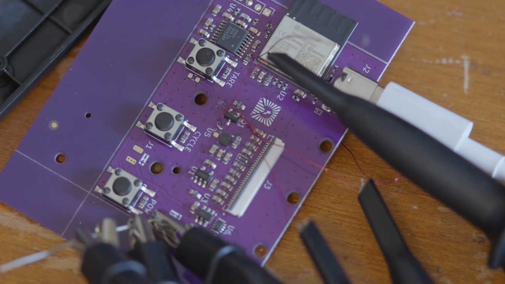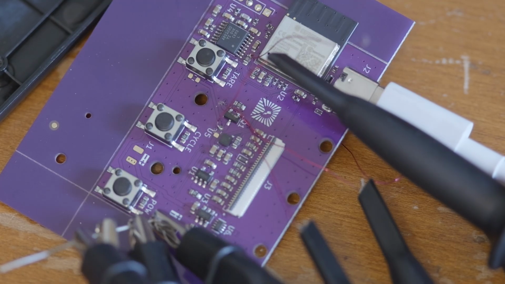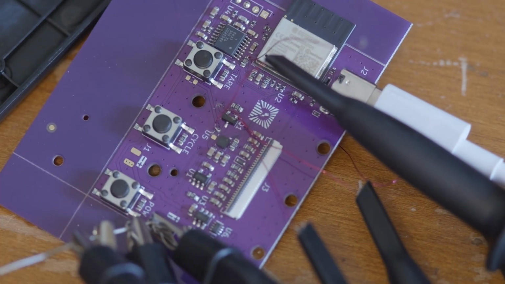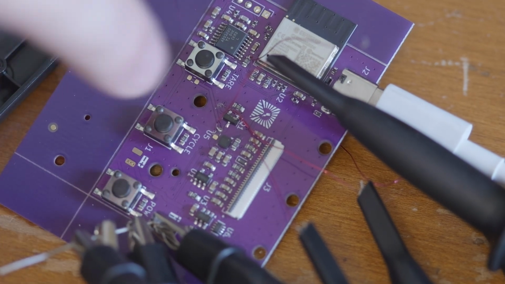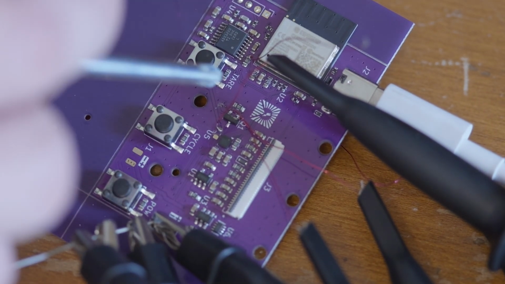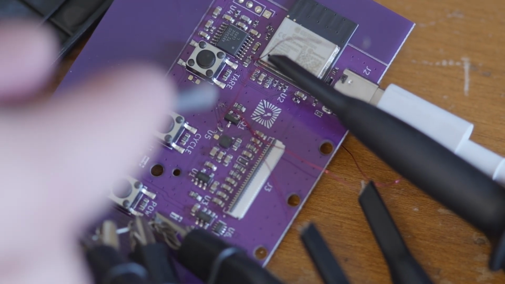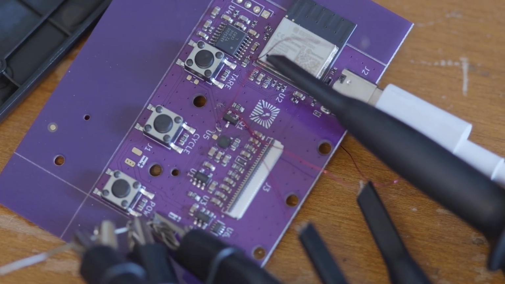Now, I am out of pins on this MCU. This is an ESP32 C3 mini, and it doesn't have a whole bunch of pins, and I've used them all. So I have to use everything, and that means strapping pins can cause problems. So GPIO2 is the pin that controls the gate on this PMOSFET. And PMOSFETs are off when the gate is high. They turn on when the gate is low.